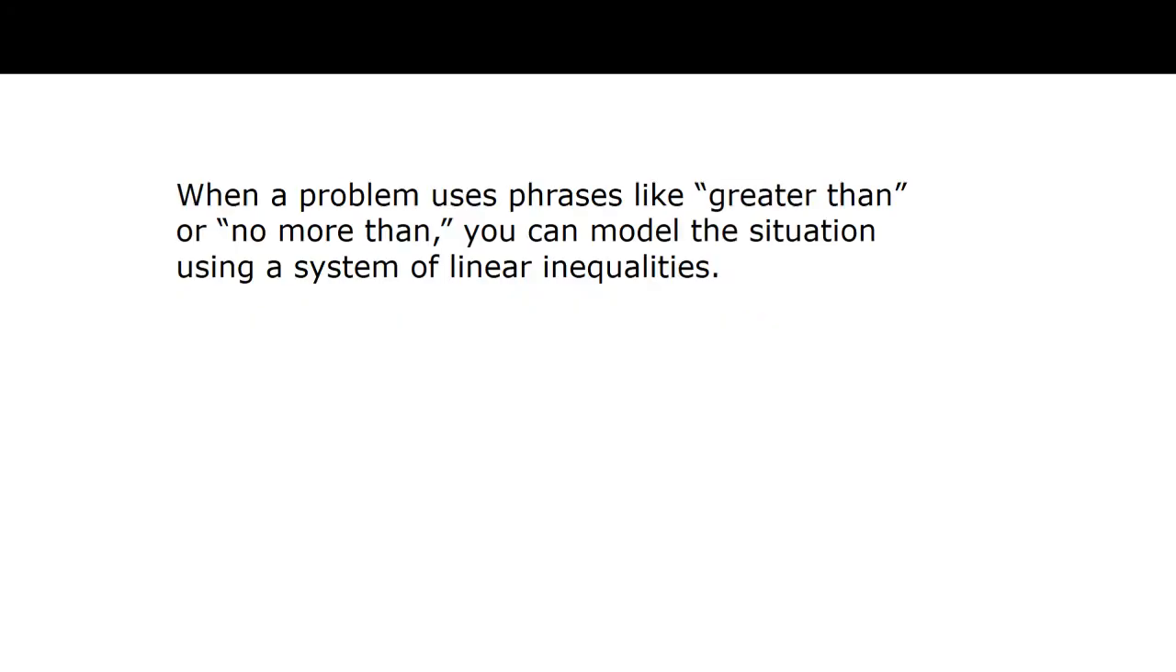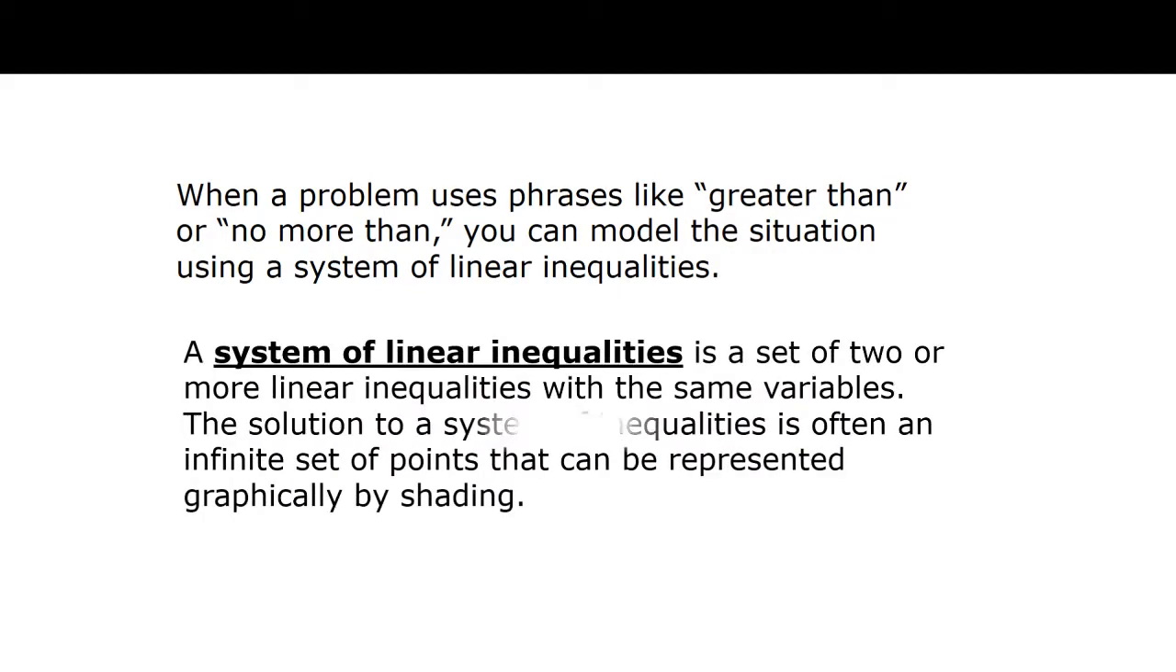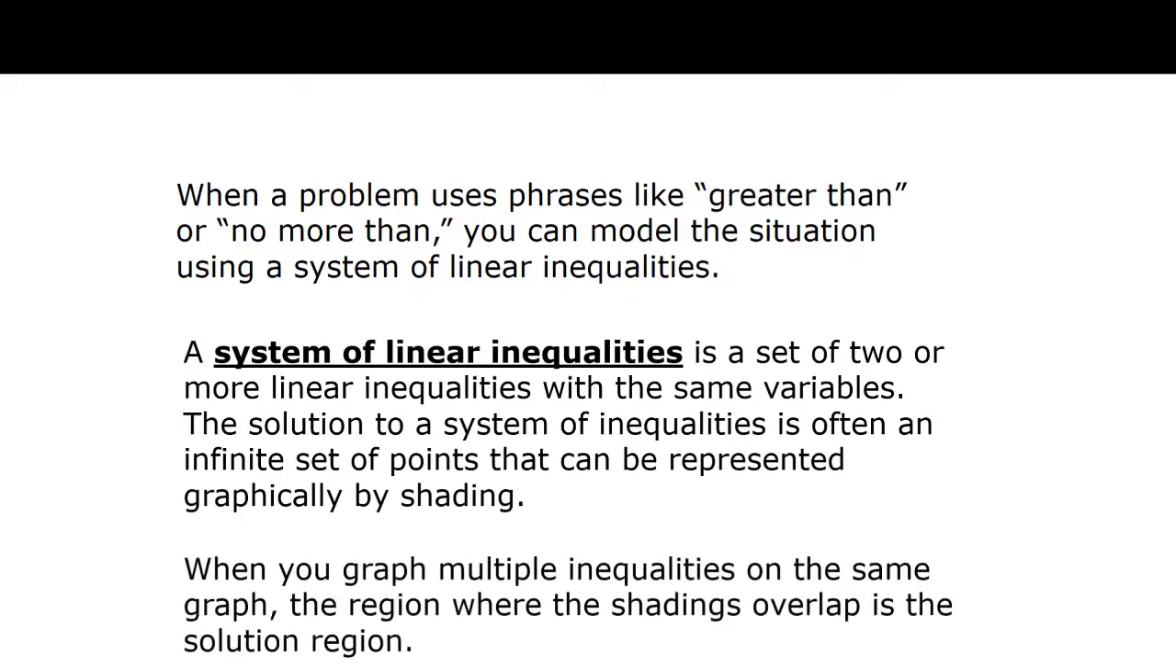So, what exactly is a system of linear inequalities? Well, when a problem uses phrases like greater than or no more than, you can model the situation using a system of linear inequalities. And finally, a system of linear inequalities is a set of two or more linear inequalities with the same variables. The solution to a system of inequalities is often an infinite set of points that can be represented graphically by shading. When you graph multiple inequalities on the same graph, the region where the shadings overlap is the solution region.